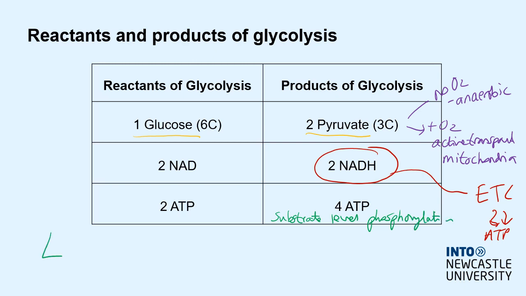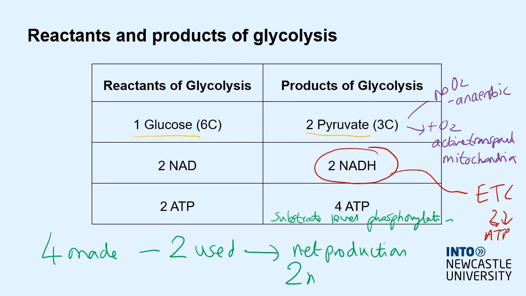We made 4 molecules of ATP. However, we used 2 molecules in the first stages of glycolysis. So that means the net production, 4 minus 2, is 2 molecules of ATP at the end of glycolysis. And this ATP can then be used by whatever the cell wants to use it for, to power reactions in the cell. In our next mini lecture, we are going to follow the journey of pyruvate into the mitochondria through the link reaction and Krebs cycle.